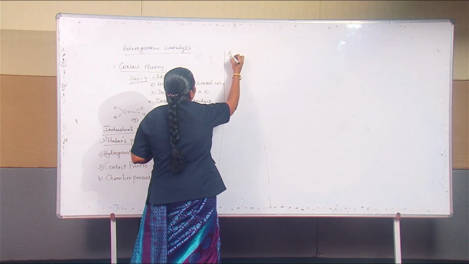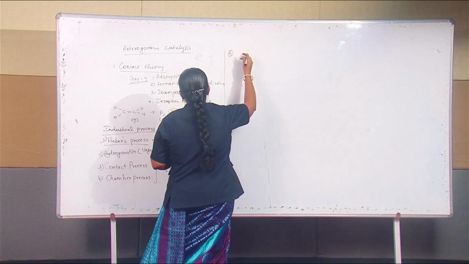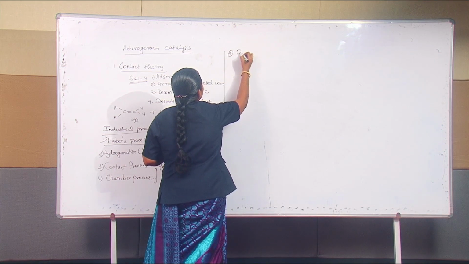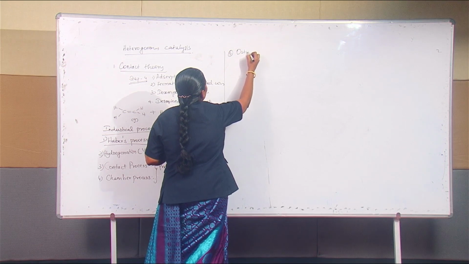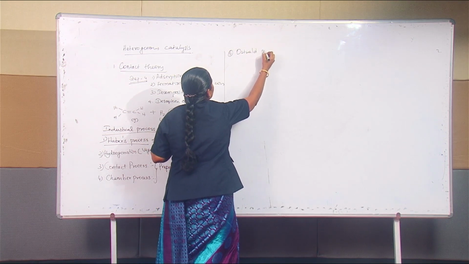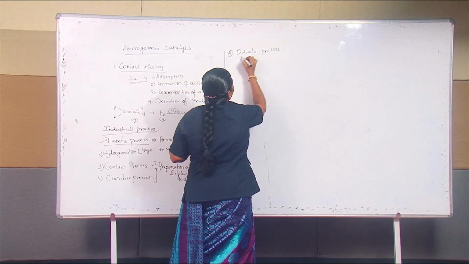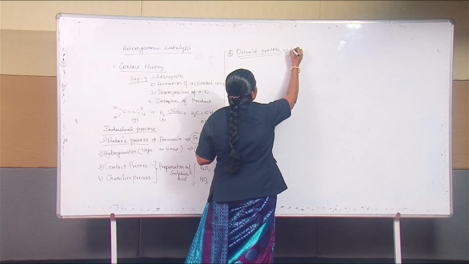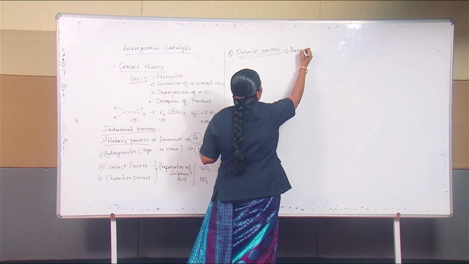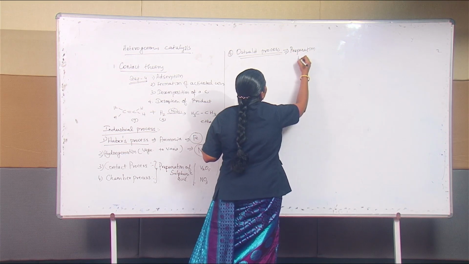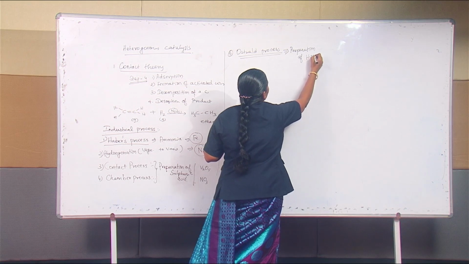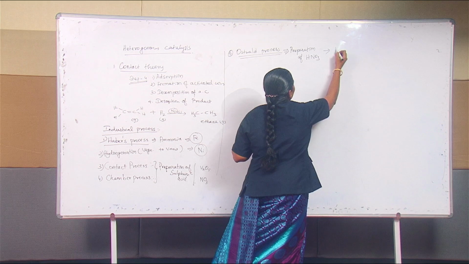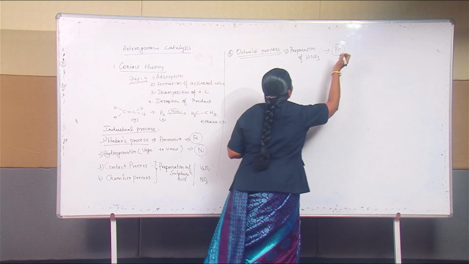Then the fifth industrial application, what we have seen is preparation of nitric acid by using Ostwald's process. So in Ostwald process, what we have prepared is nitric acid in the presence of catalyst, that is platinum.